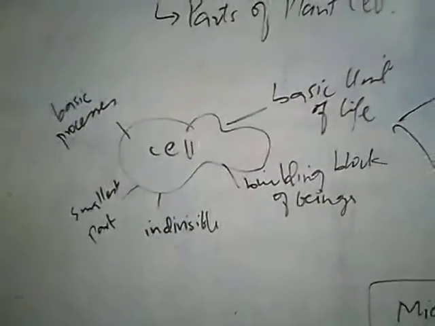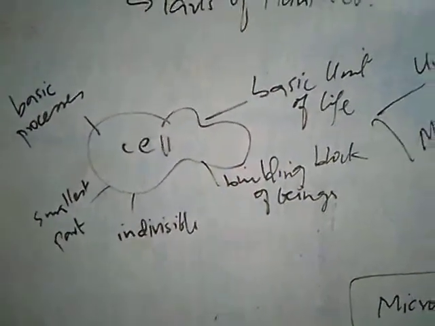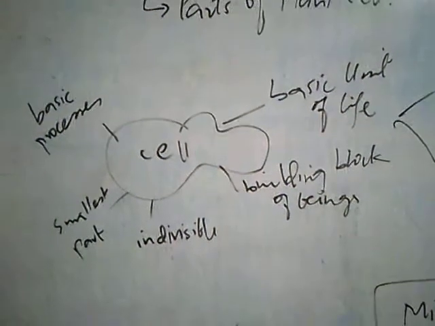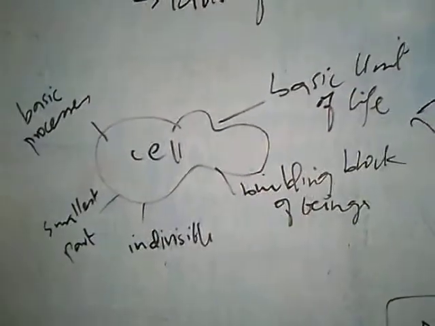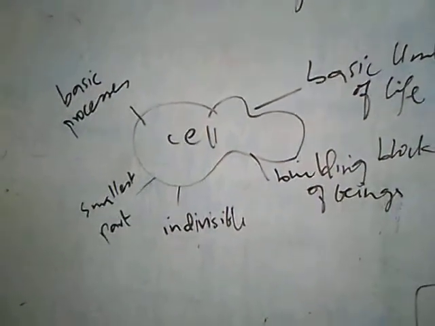Let's brainstorm what a cell is. A cell is actually the smallest part of our body. It is indivisible. It is actually the building block of every living being, not just humans, not just animals, but every living being has a building block, and that is its cell. So we can say that a cell is actually the basic unit of life because it carries out basic processes.